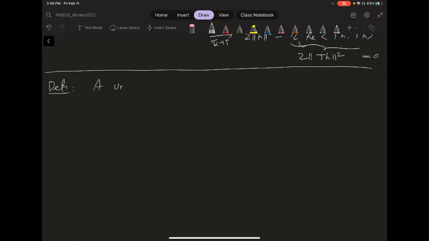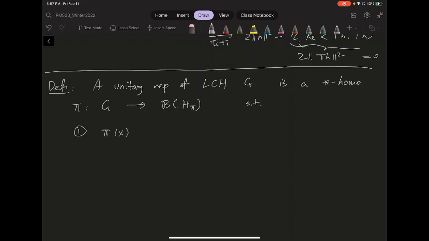So a unitary representation of a locally compact Hausdorff group G, and here G may not be abelian, is going to be a star homomorphism, let's say pi, from G to B(H). This H may depend on pi, so usually we just write H_pi. And then we have the following conditions. First of all, each of these pi(x) is going to be a unitary, for all x inside G.